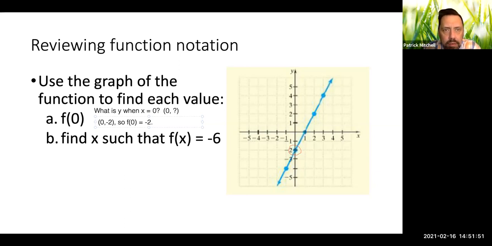All right, so now going to letter B. Now we want to find a value of x such that f of x is equal to negative 6. So that's kind of the reverse of what we just did. So in this case, we are asking what is x when y is negative 6. In other words, find a point of the form something, comma, negative 6.